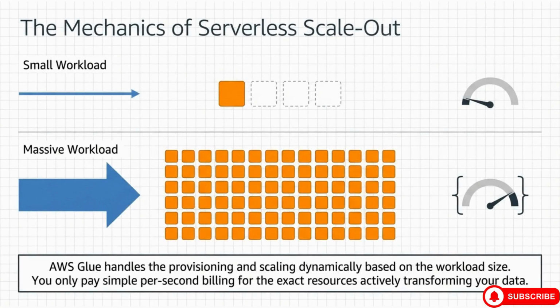One of the biggest advantages of serverless architecture is automatic scale-out. Small workloads consume minimal compute resources, while massive workloads dynamically expand processing capacity without manual intervention. AWS services automatically allocate additional infrastructure during peak demand and scale back down when workloads decrease. This elasticity allows organizations to handle unpredictable traffic while optimizing both performance and cost efficiency.